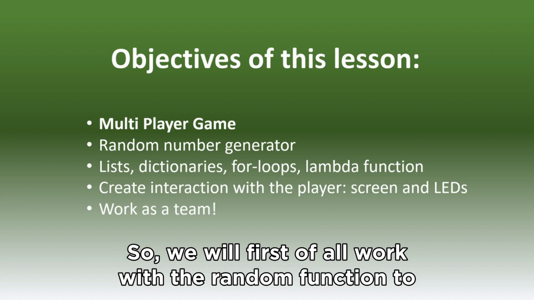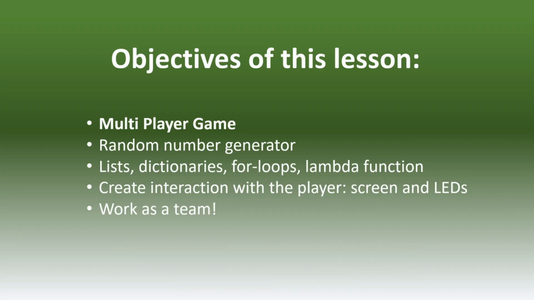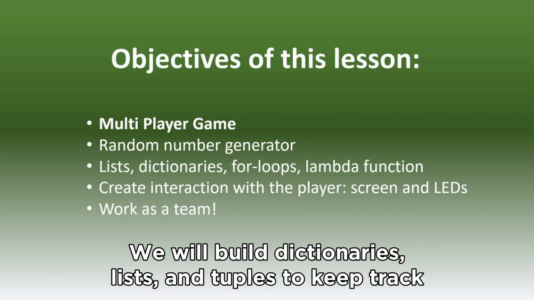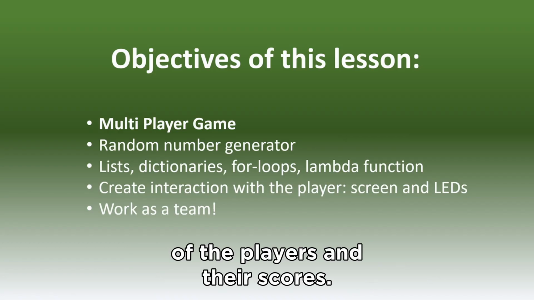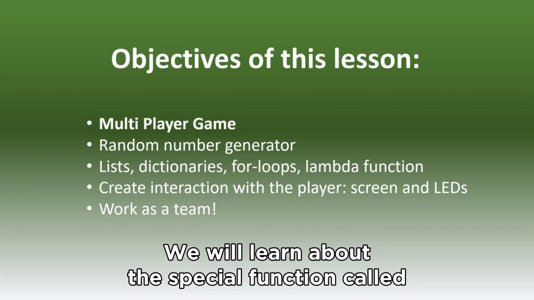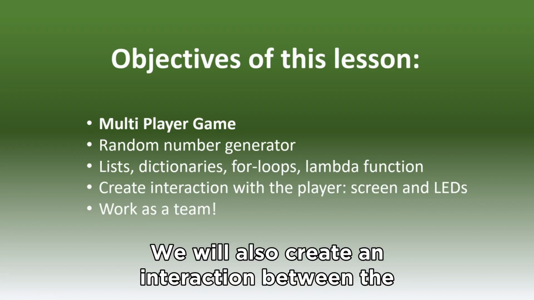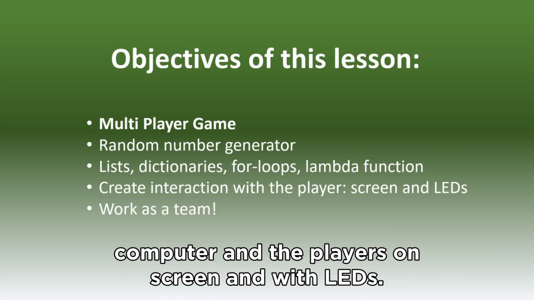So we will first of all work with the random function to generate a secret integer between 1 and 6. We will build dictionaries, lists and tuples to keep track of the players and their scores. We will learn about a special function called the lambda function. We will also create an interaction between the computer and the players on screen and with LEDs.